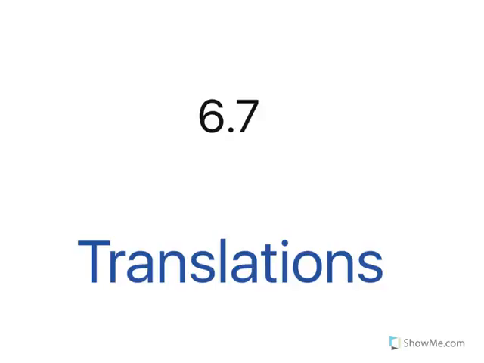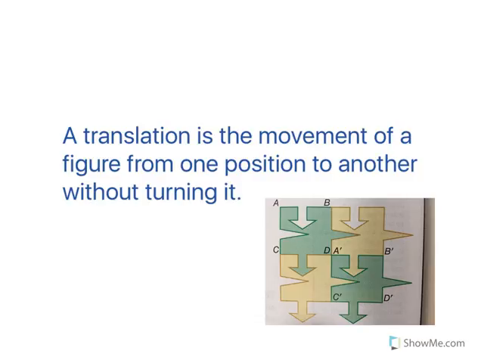This lesson is on 6-7, titled Translations. So translation is the movement of a figure from one position to another without turning it. If that movement is being turned, it's called a rotation, but translation is literally just moving from one position to another without turning.